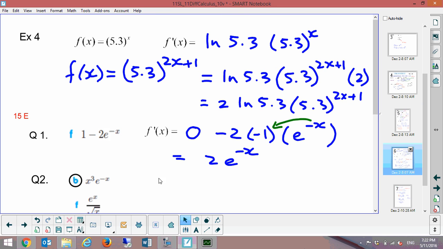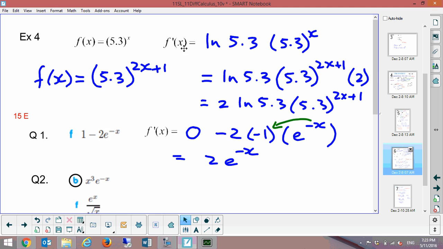Alright, we then went through some examples. This is another one that's similar. If I've got the function equal to 5.3 to the x, the derivative is going to be 5.3 to the x, that stays the same, times the natural log of 5.3. If I had a composite function, so we've got 5.3 to the 2x plus 1, then differentiating it.